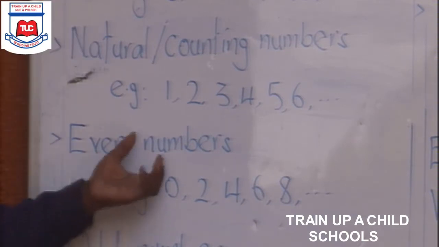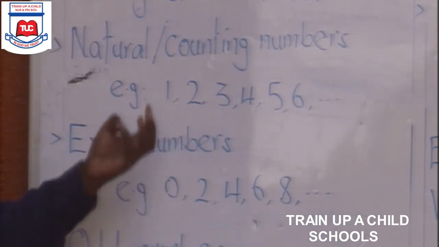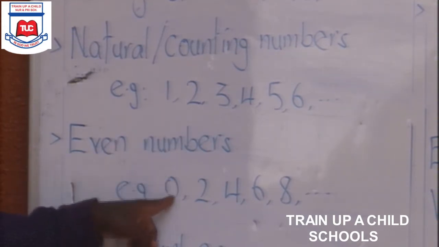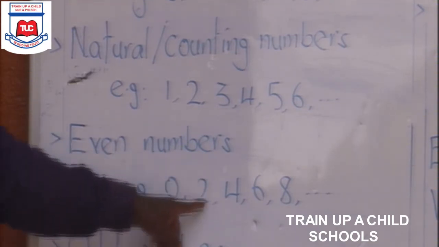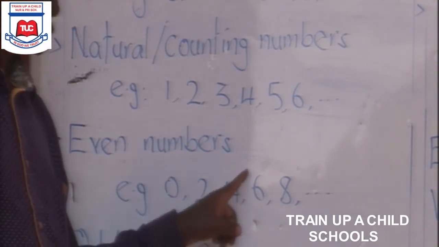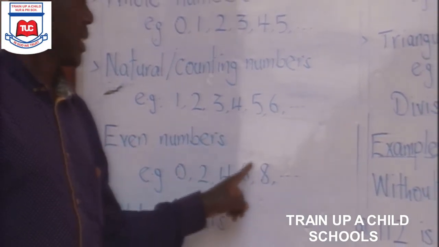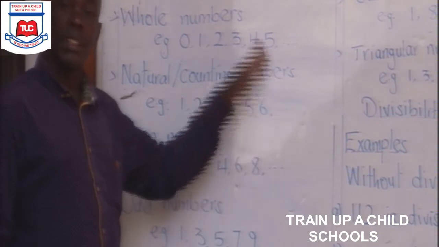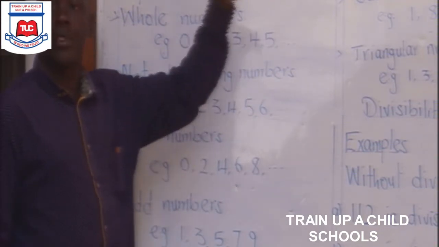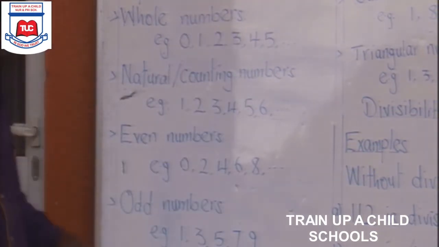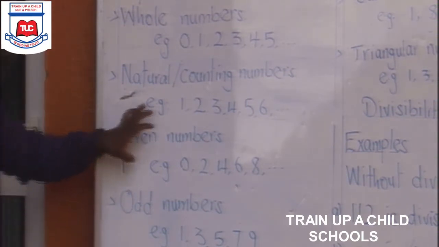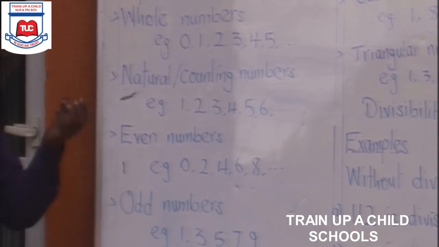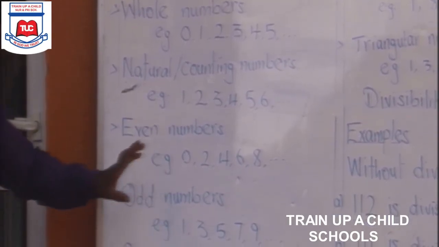So these ones have got a pattern which is a plus 2. You go on adding 2 to get a new one. For example, 0 plus 2, you get 2. 2 plus 2, you get 4. 4 plus 2, you get 6. 6 plus 2, you get 8. 8 plus 2, 10, in that order. 12, 14. So you go on adding 2 to get a new one. So even numbers have got that pattern of plus 2. So when you come to application, you will go on adding 2.